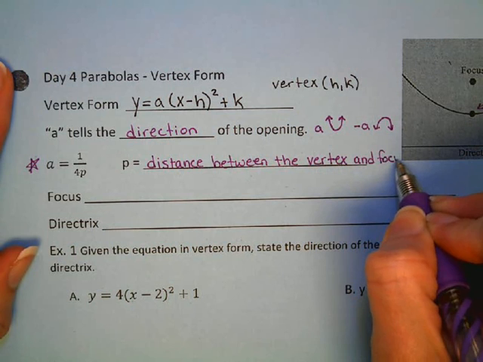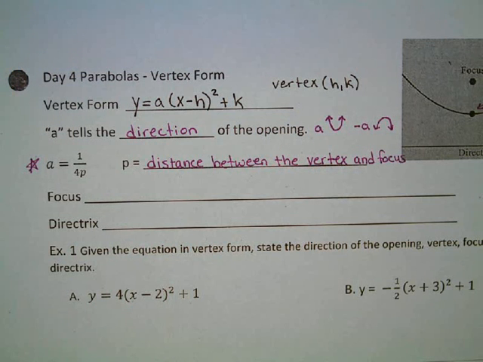The distance between the vertex and the focus. So in this picture, from here to here represents p. Okay? There's a theorem that tells us, or it's really just a definition, that the focus and the directrix are equal distance from the vertex.